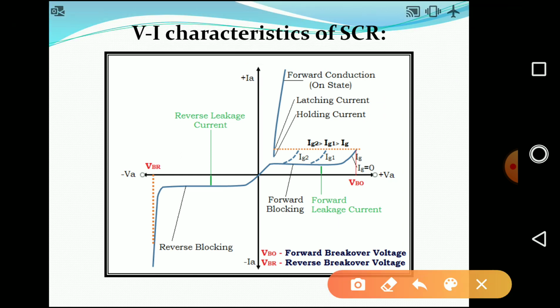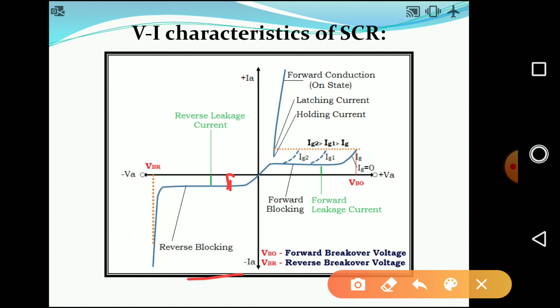Next is reverse blocking mode. Reverse blocking mode means we are giving negative voltage from anode to cathode and the current through the SCR flows negative, which is not possible practically, but theoretically the reverse characteristics are explained. In this condition, the anode to cathode voltage is negative, which is taken on the x-axis. Here this part represents reverse leakage current.